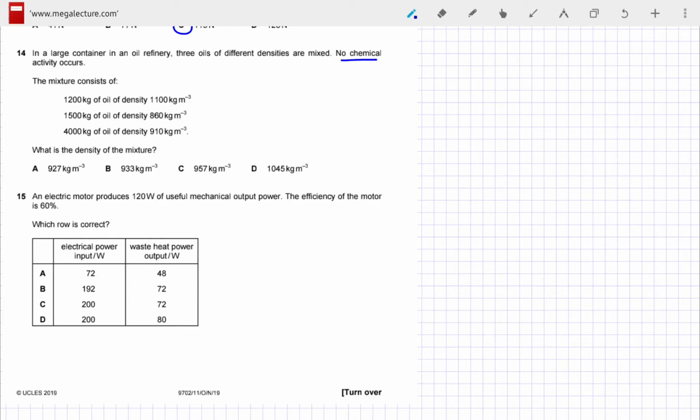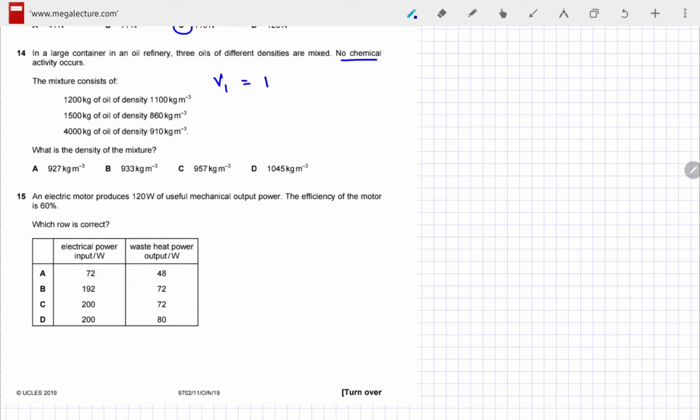One way to solve this problem is to calculate the volume occupied by each of the three oils and then add them to get the total volume. Using the density we can find volume 1, volume 2 and volume 3, and then using the total mass of these and dividing it by the total volume, we can find the total density. So let's use V1 for the first one.